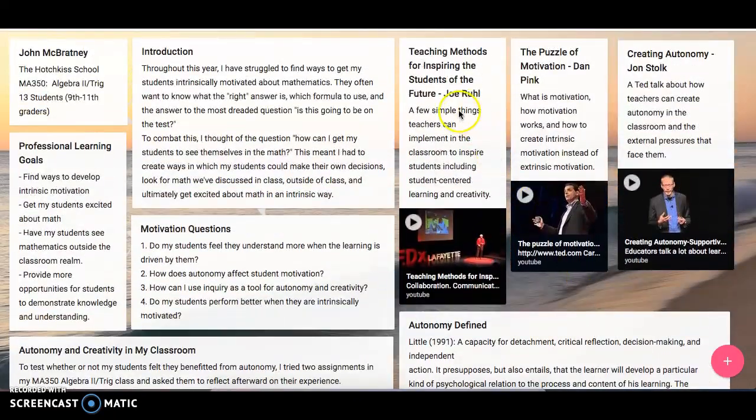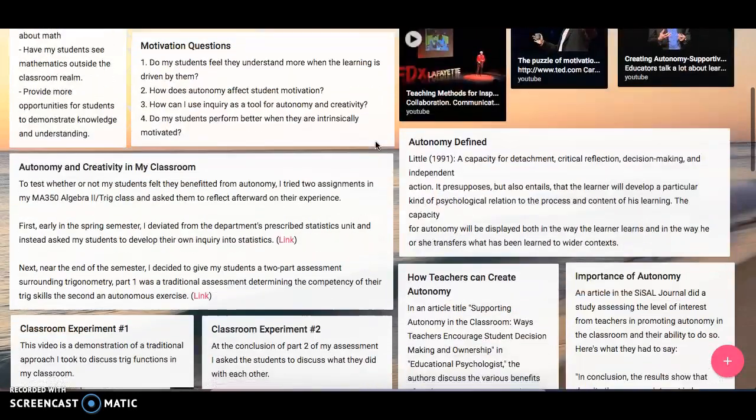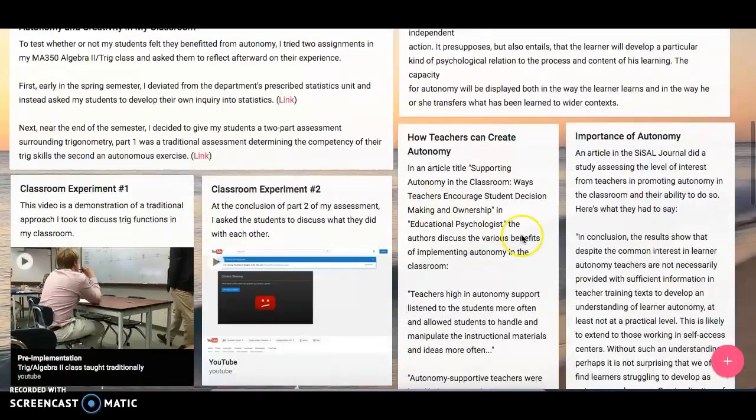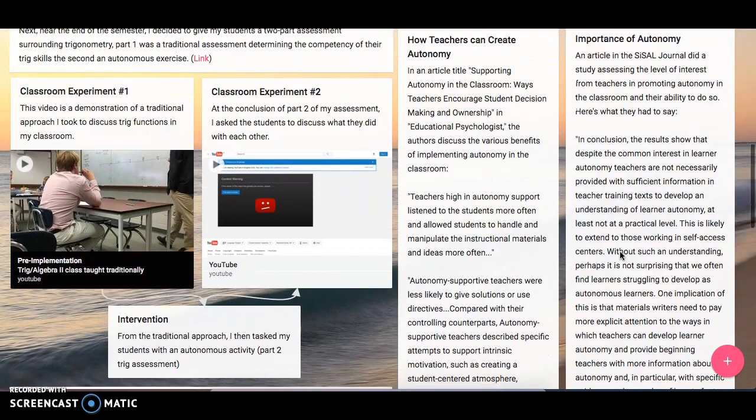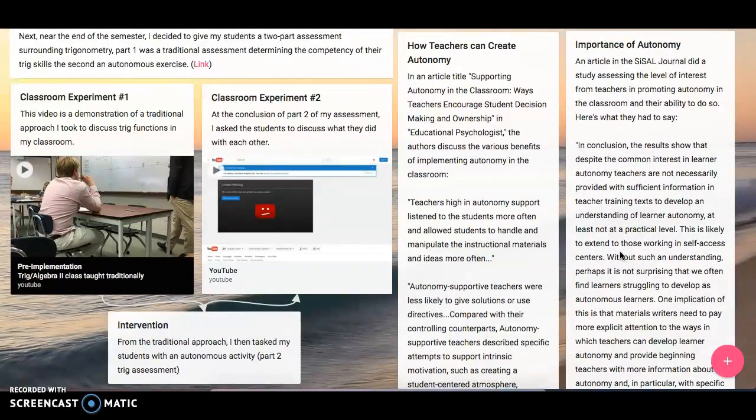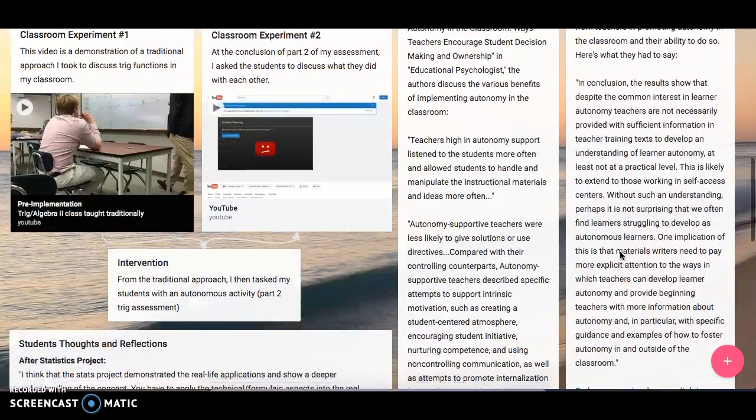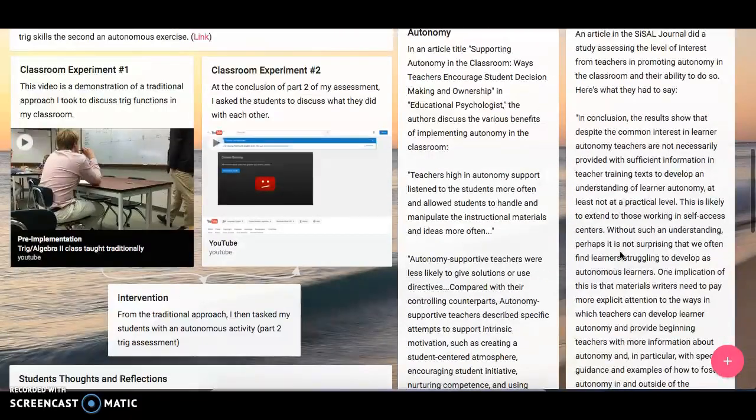So I found some great TED Talks by a few people. I really like this one by Dan Pink, who talks about the puzzle of motivation. Clearly, my students were just motivated by getting the right answers, or getting good scores on tests, which are all external motivators, and I wanted to find more intrinsic motivation. And so what I found out through some of my research is that autonomy in a classroom can actually help develop intrinsic motivation in students. And so I wanted to test this out.